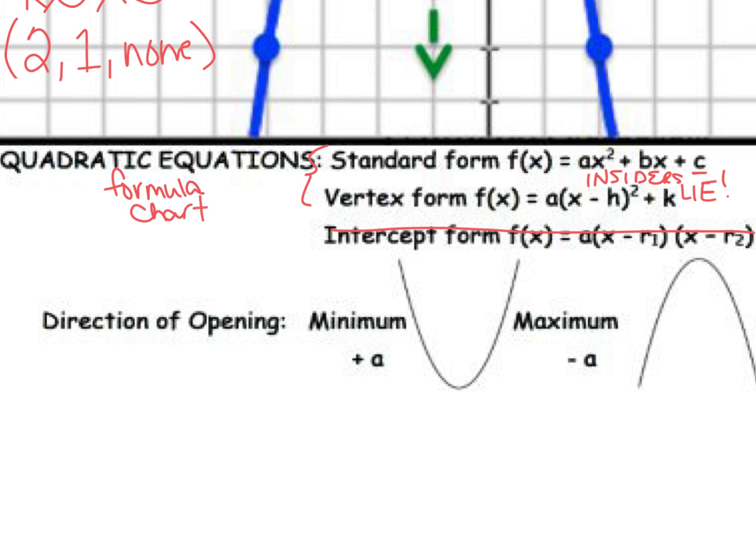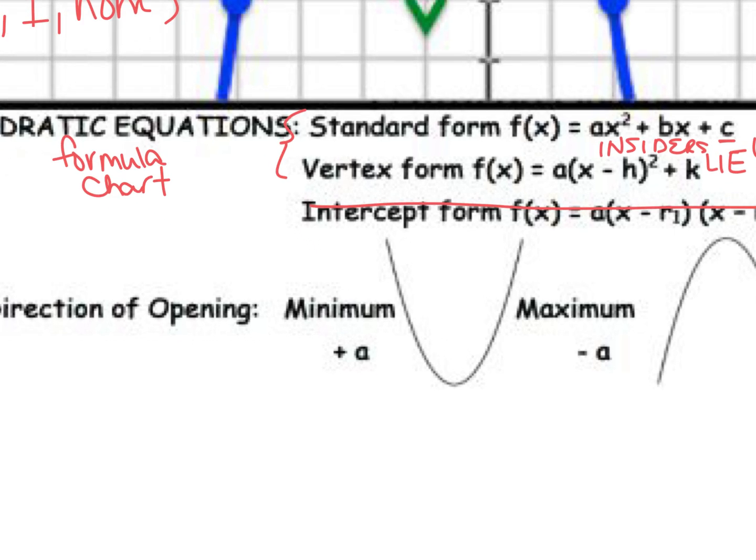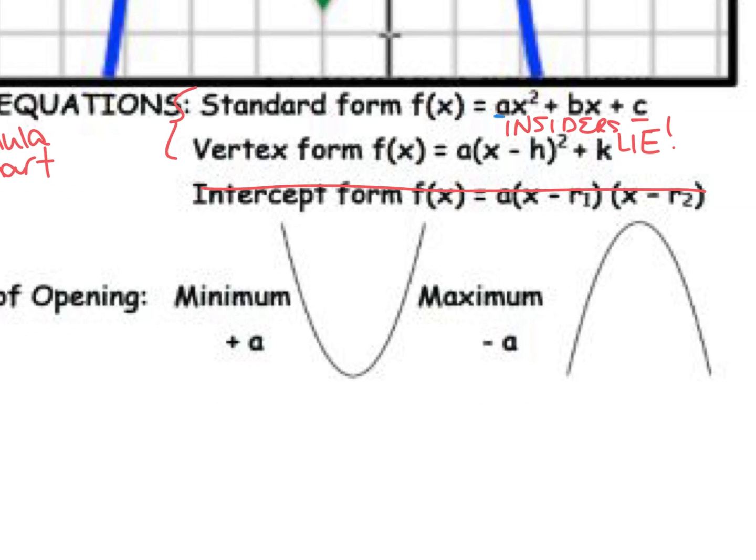We talked about A, and if you look at your two different types of formulas, you have A on both standard and vertex. If A is positive, it's going to open up. We have a minimum vertex. If A is negative, it opens down. We have a maximum vertex. So the sign of A changes the direction of your parabola.